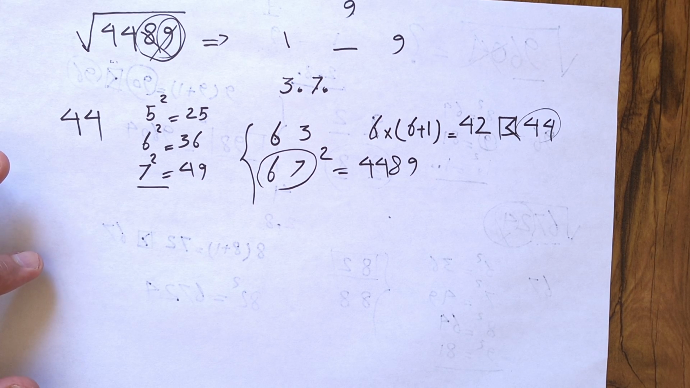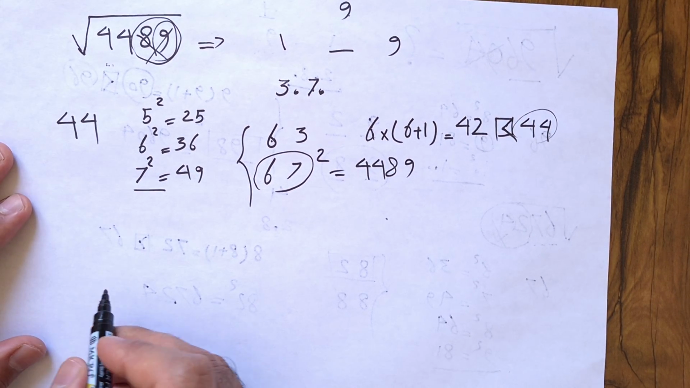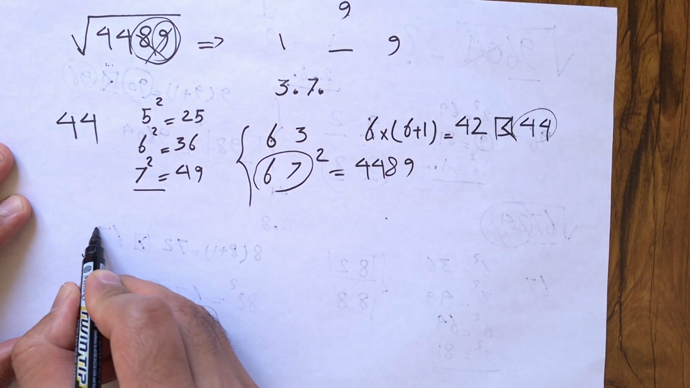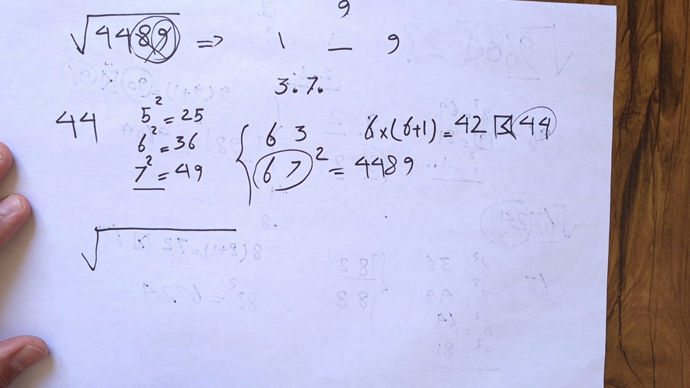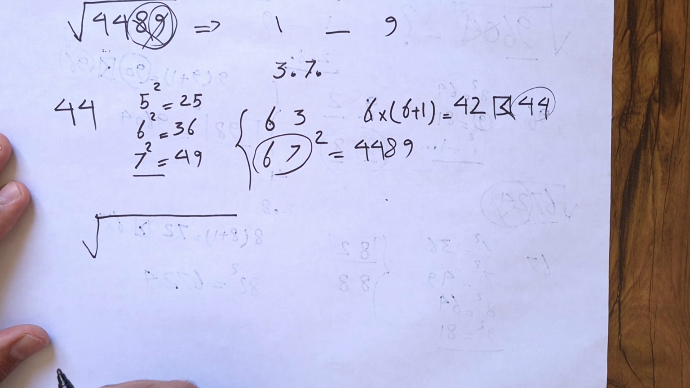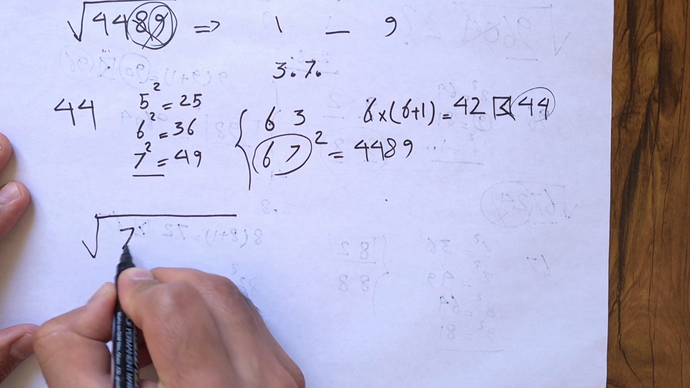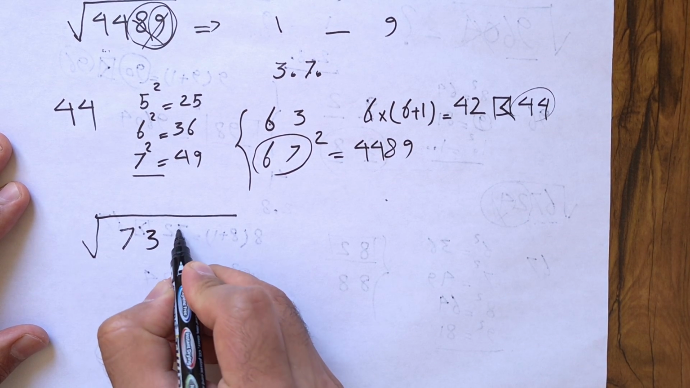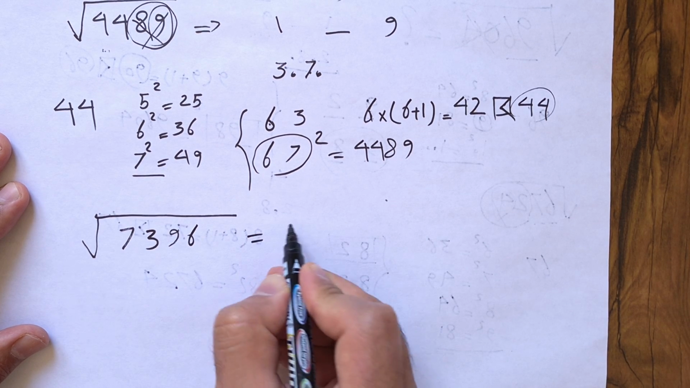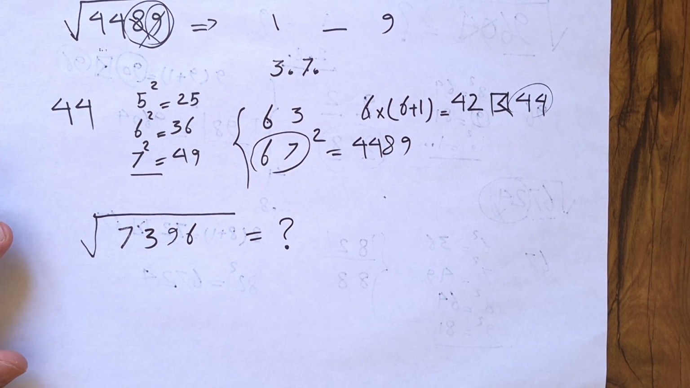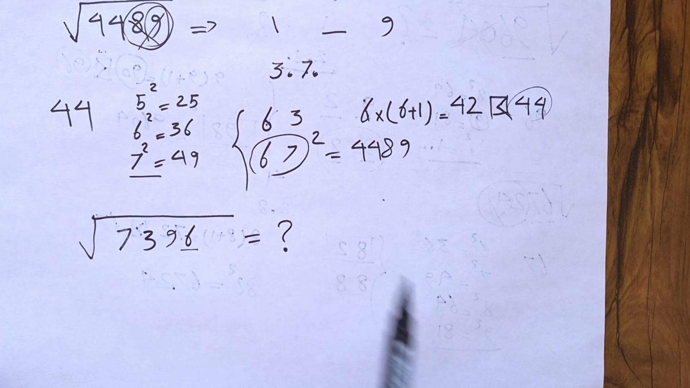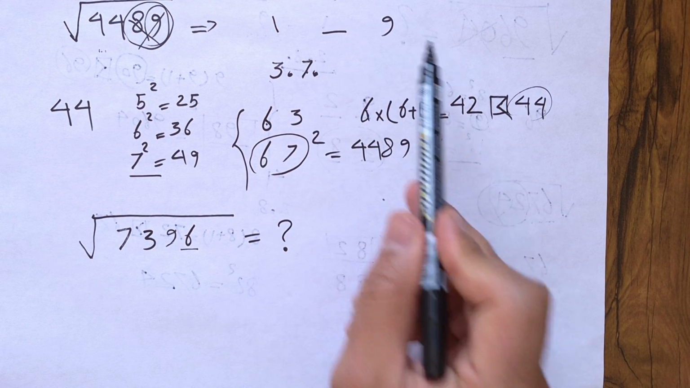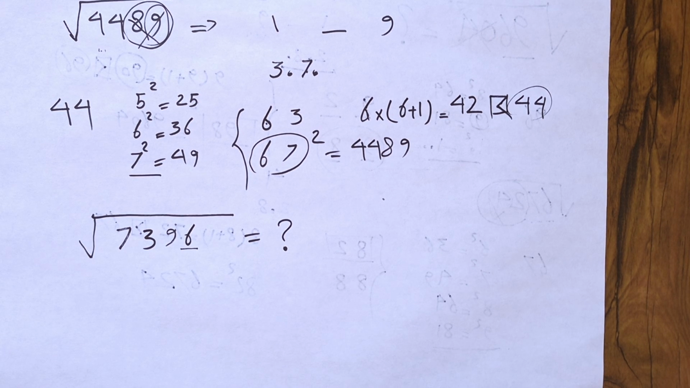Now I have a task for you. So this is a perfect square, and I want you to find the root of 7396. So 7396, you will start with 6. So you need to find which single-digit numbers have a square that ends with 6, and then go with steps 2 and 3.